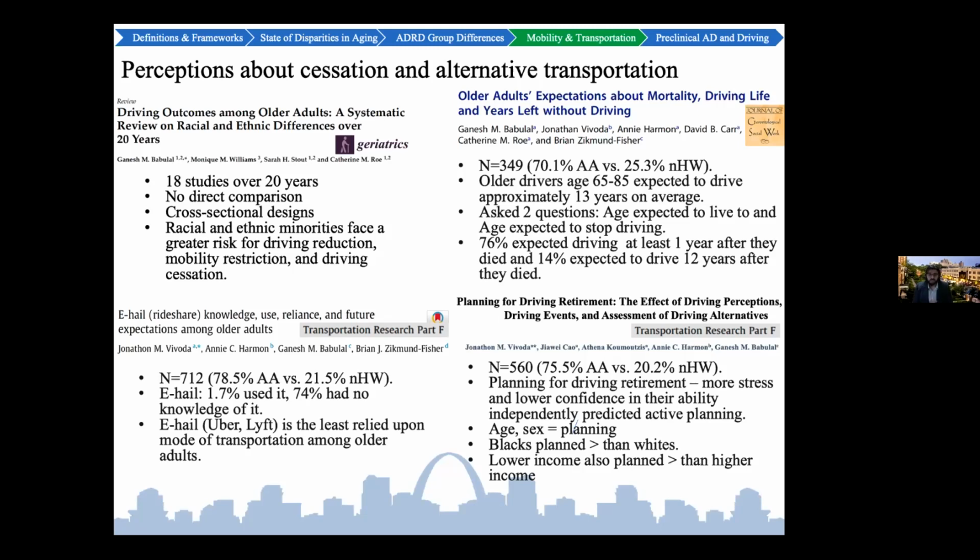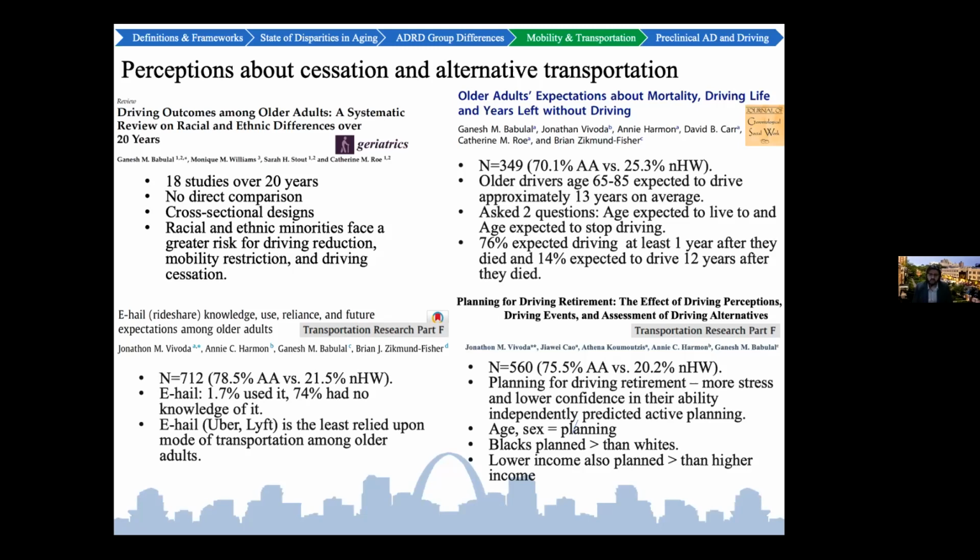So we asked 2 questions. What age did our sample expect to live to, and what age did they expect to stop driving? More than 3/4 of the sample reported that they would expect to drive 1 year after they had died, and 14% reported they had expected to drive 12 years after they had died. And so it wasn't an issue with mathematics, them being able to track, I answered this question this way, and therefore I need to factor it in to answer it this way. But what it really stressed was that the expectations to driving are so critical and important. It's a means to independence.